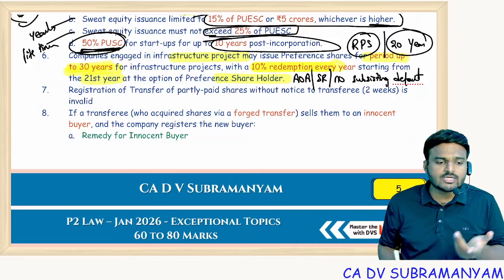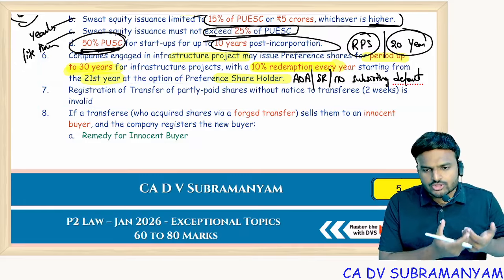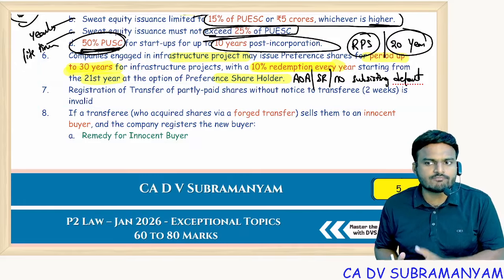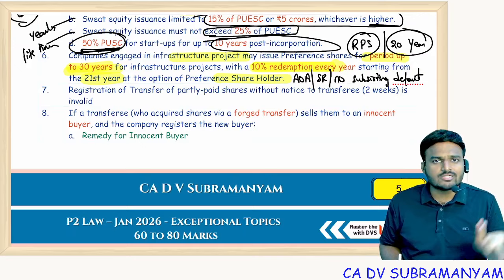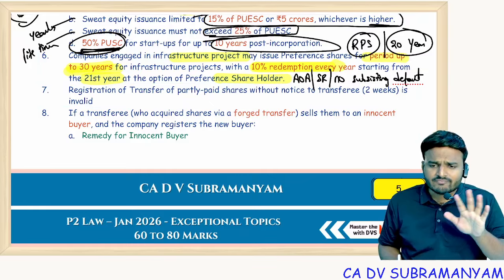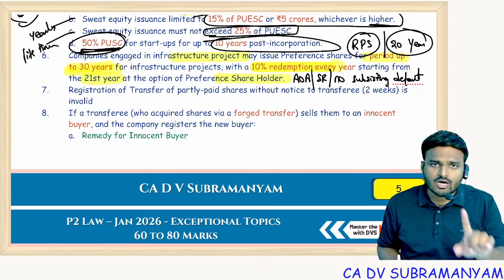Coming to the sources: fresh issue proceeds or company profits. If you select company profits, CRR is to be created. If you select company issue proceeds, no CRR is required. But after redemption, communicate the same to the ROC.